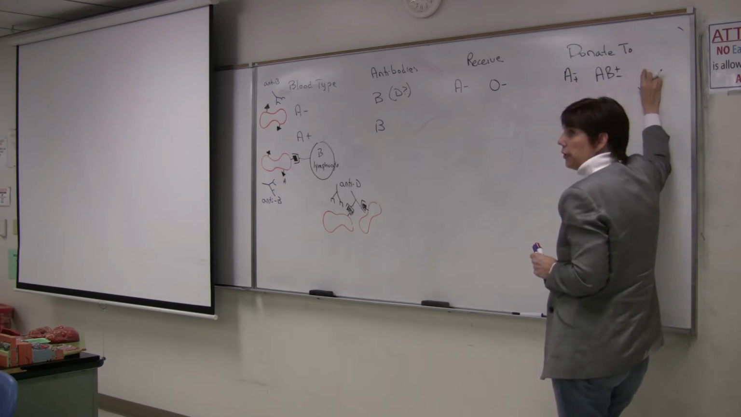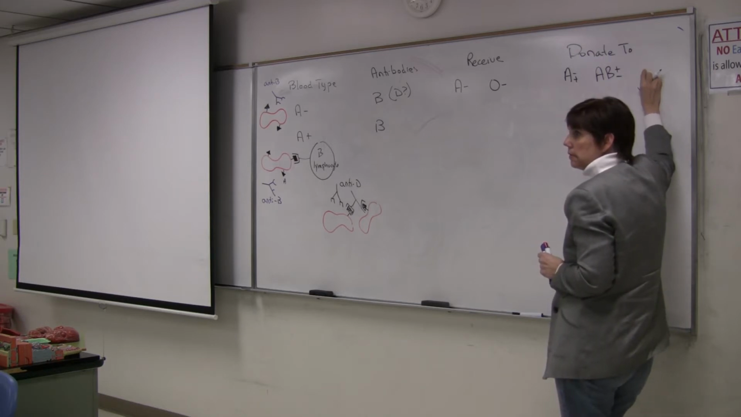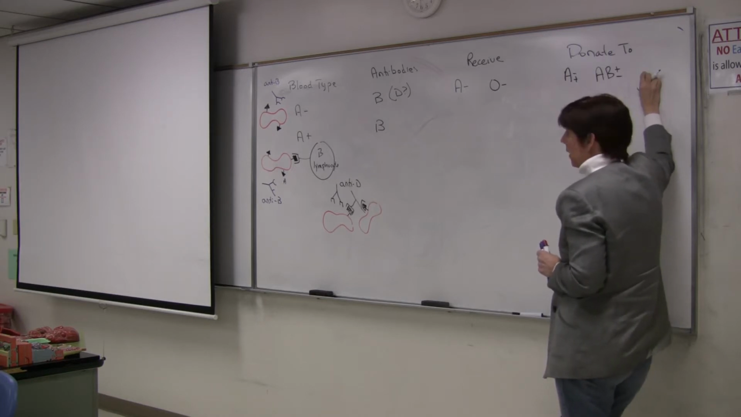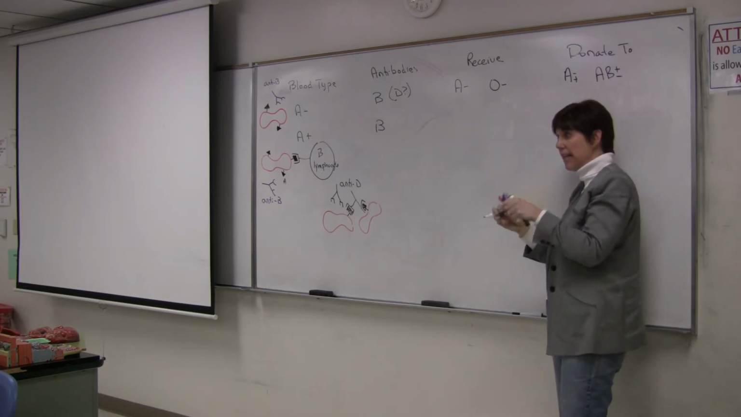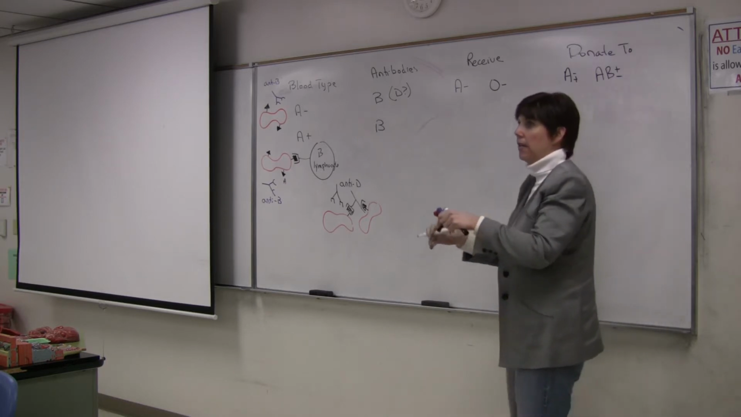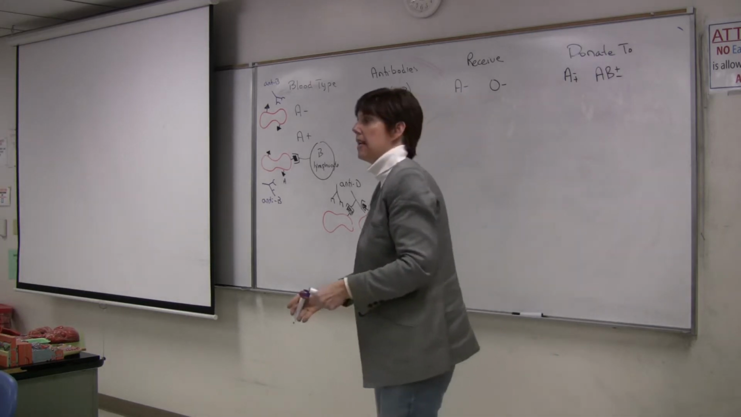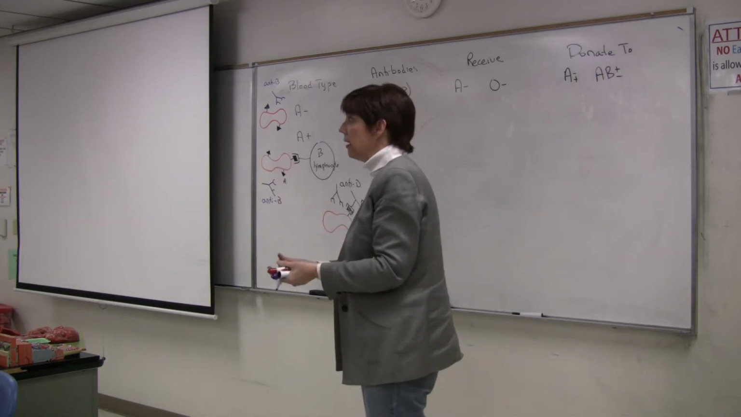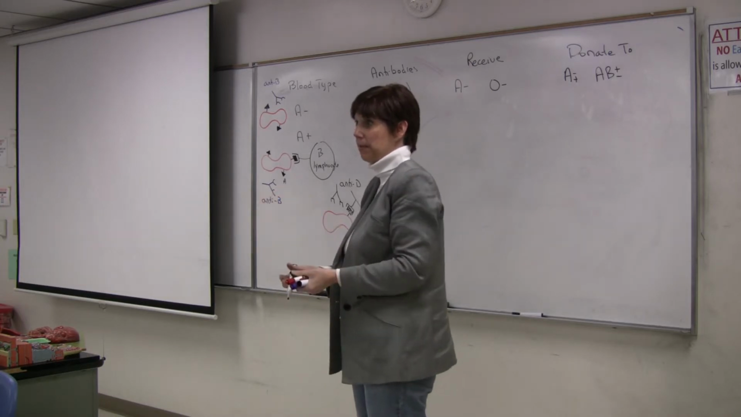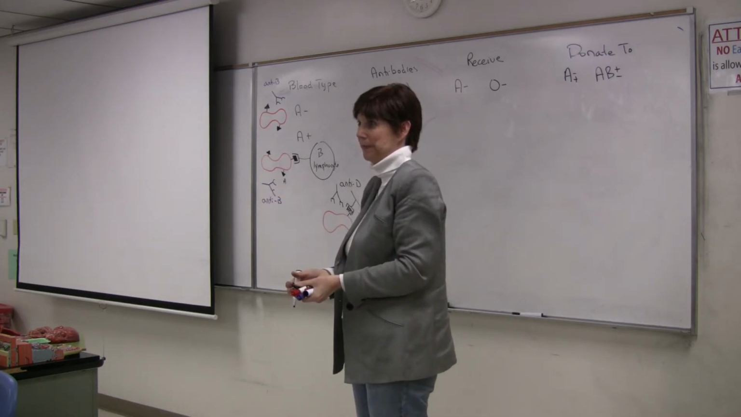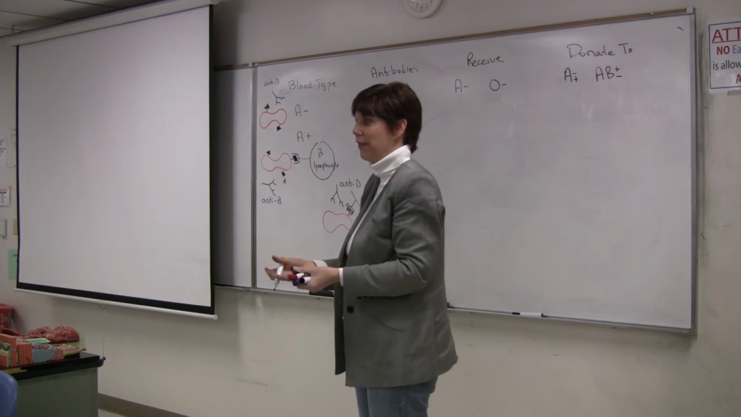Can I give to O? No, because it has both A and B antibodies. Okay? So you see how you can look at that? You're always looking at the antibodies that are present in the receiving pool, whether you're receiving or donating. You're looking at the antibodies that are present in the receiving pool, or the receiving individual.